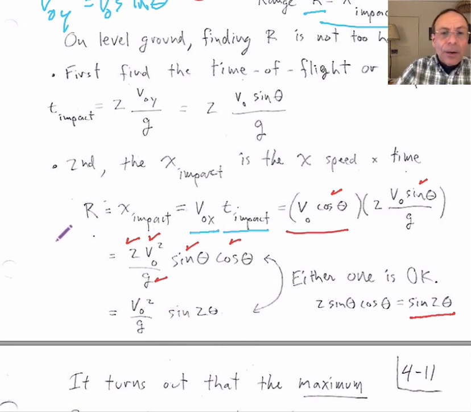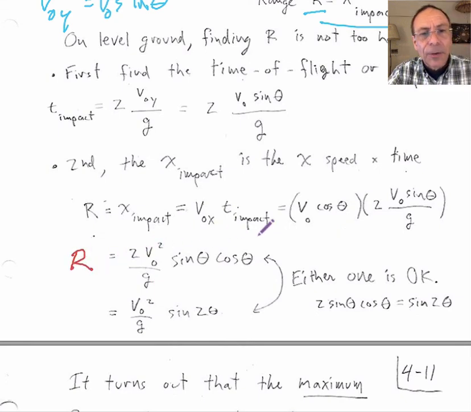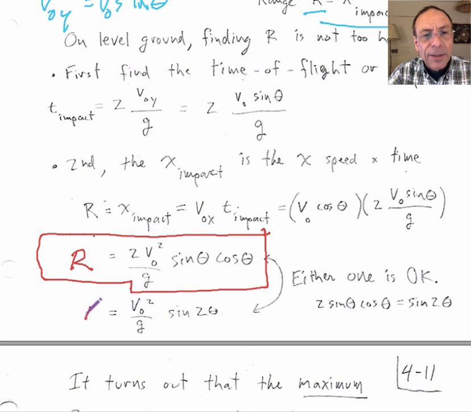All right, now let's get rid of some of this scribbling. R equals, this thing here is called the range formula. And this is also the range formula. So they both work, and whichever one you want to use is okay.